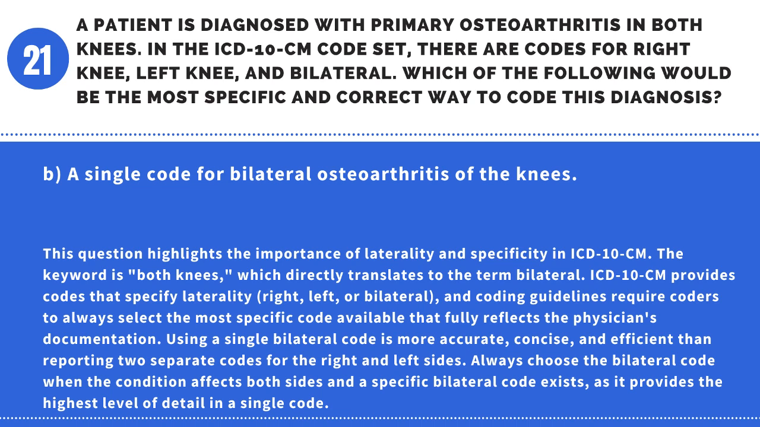Using a single bilateral code is more accurate, concise, and efficient than reporting two separate codes for the right and left sides. Always choose the bilateral code when the condition affects both sides and a specific bilateral code exists, as it provides the highest level of detail in a single code.